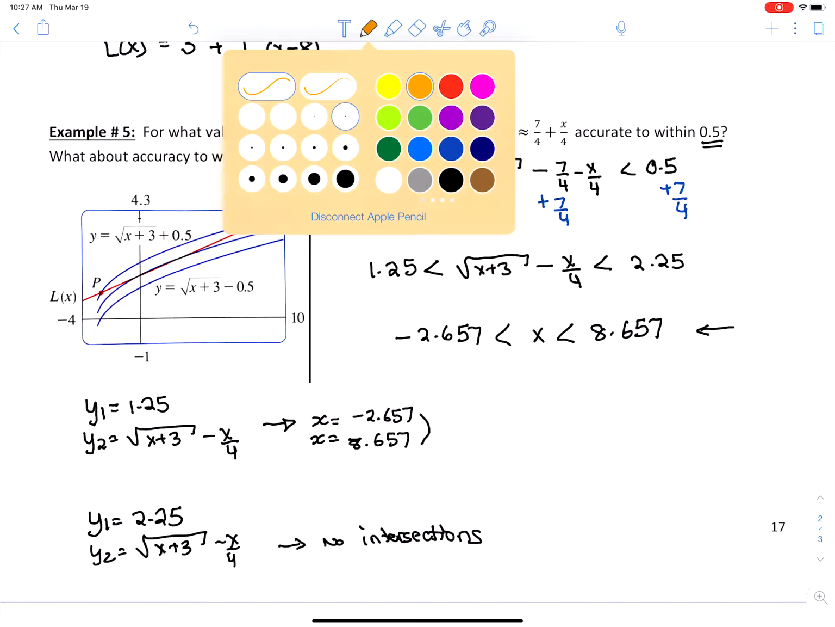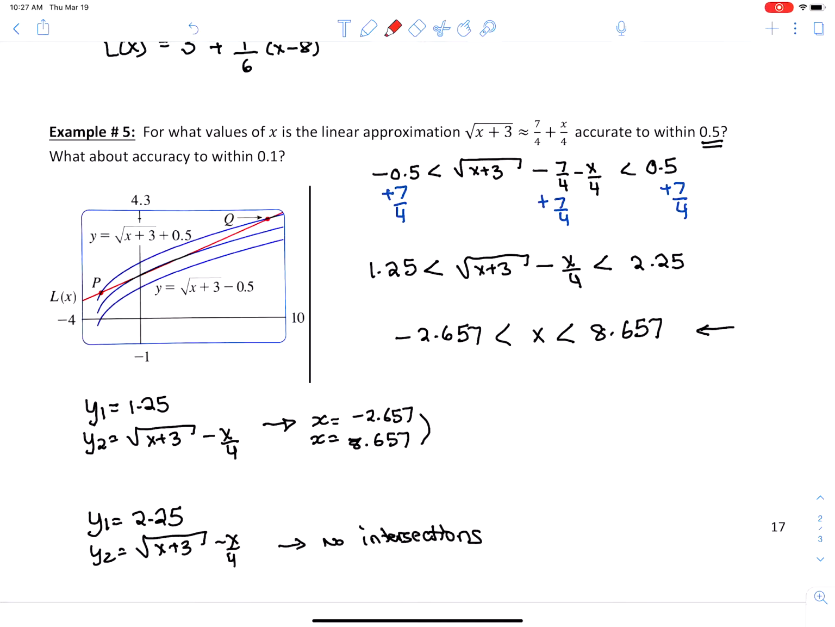Now, as you're practicing, you can do it within 0.1. We would just change those two numbers to 0.1. So really, when we're looking at this idea, we're taking the difference between the function and the approximation, and we want it to be within whatever accuracy we want. And then again, you use that process to solve. And that's the lesson.